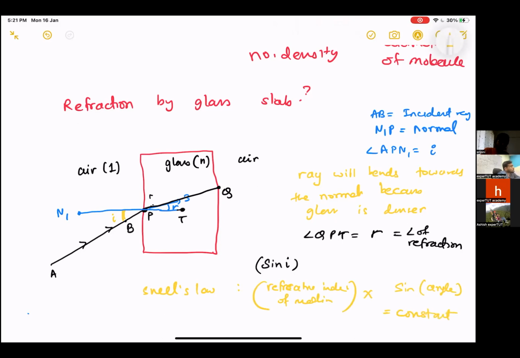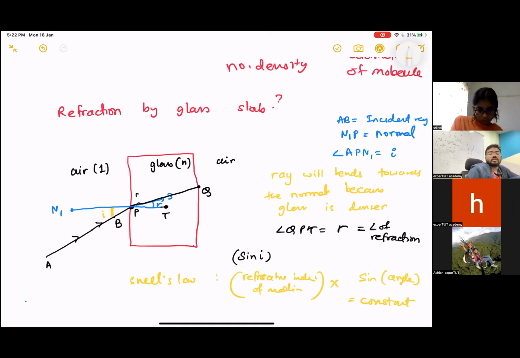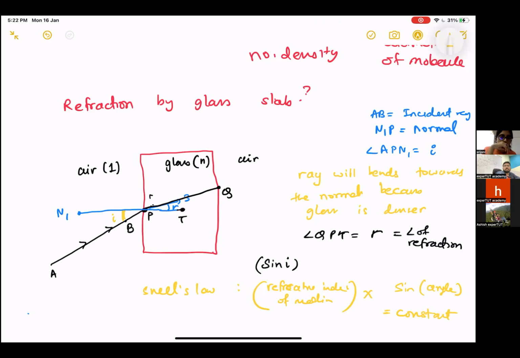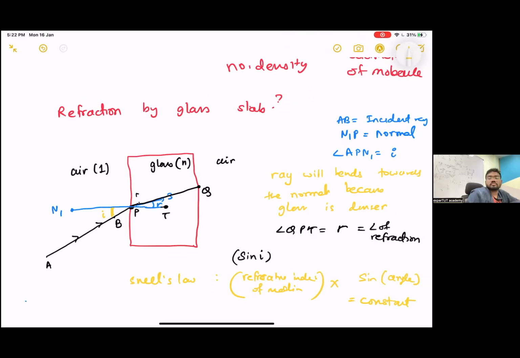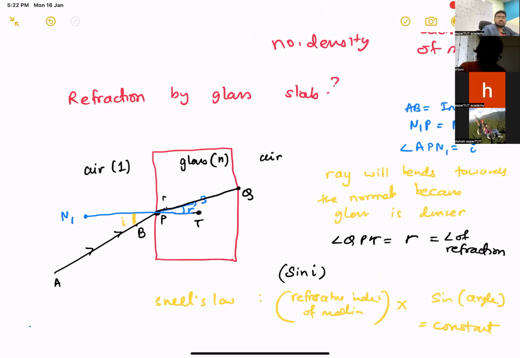Refractive index of the medium into sine of the angle in the medium is equal to a constant. Okay? Fine. Everything is visible now.